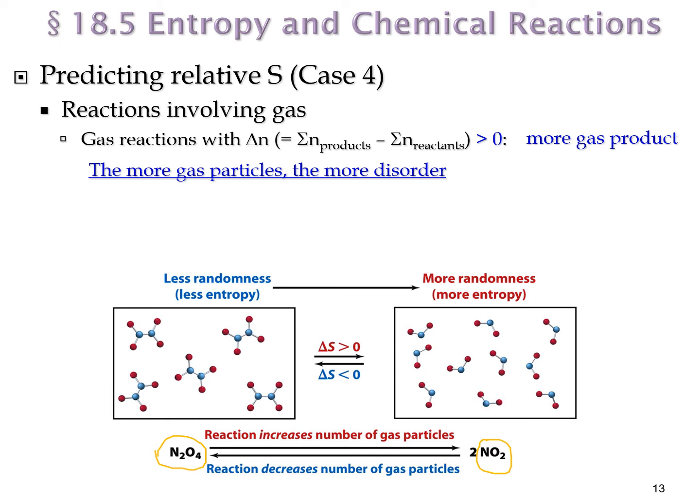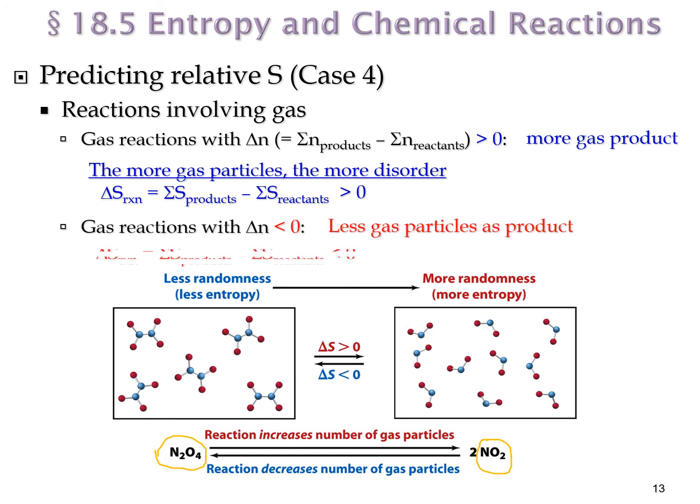From this analysis and discussion, we realize that if we have a gas reaction with delta n gas greater than 0, entropy increases as a result. If you have a reverse reaction, say a gas reaction with delta n gas less than 0, less gas particles as a product, delta S of the reaction is less than 0. So if the reaction produces more gases, this is what the reaction favors.